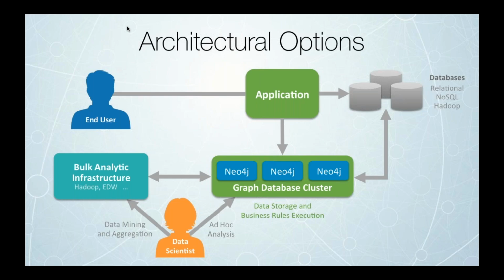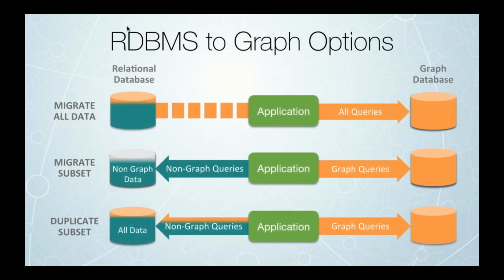Neo4j is designed as OLTP, ACID compliant. It is meant to be your primary data store for your data, but it also can be used for analytics, and a number of our customers do that. And so you can either migrate all of your data to Neo4j from your relational database, or migrate a subset, or duplicate a subset, and the application developer decides which database to access.